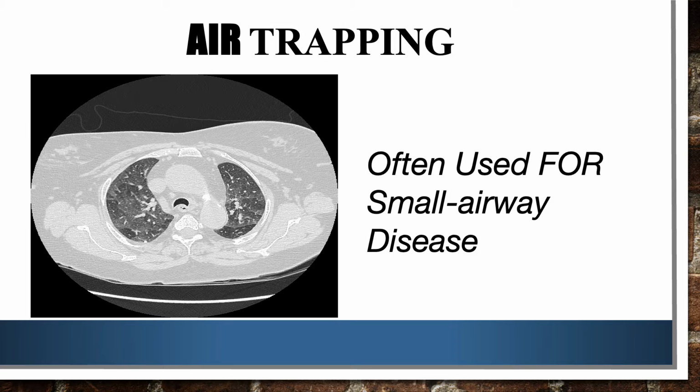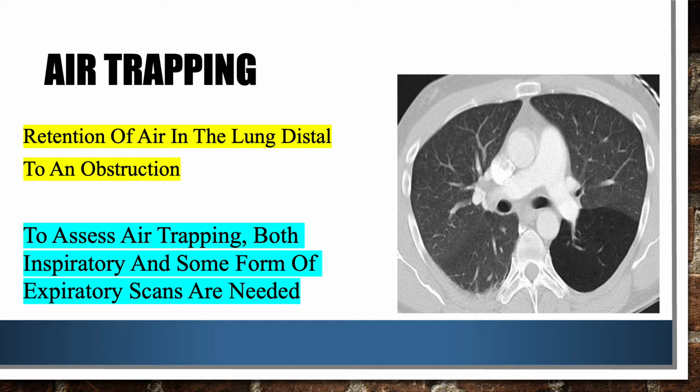The second term that's very confusing for most people is air trapping. Now, air trapping has been classically used for identifying small airway disease, and it's believed that air trapping will happen when there is a focal retention of air or gas in the lung. Essentially, air trapping will occur whenever there is retention of air distal to any obstruction.